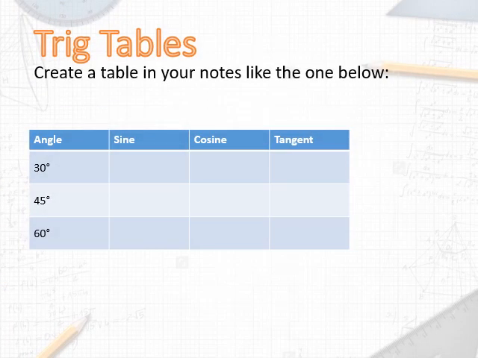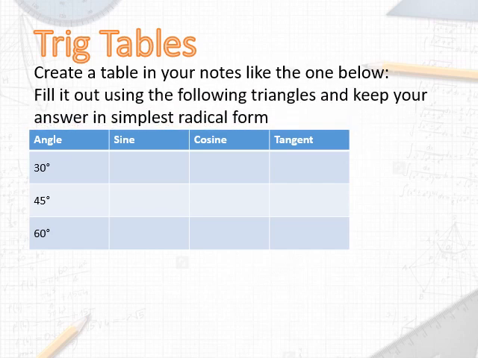All right, so in your notes, create a table like this one. So it's got 30, 45, and 60 degrees on the left, on the first column, and then sine, cos, tan across the top. I'm going to ask you guys to actually complete this table using these.